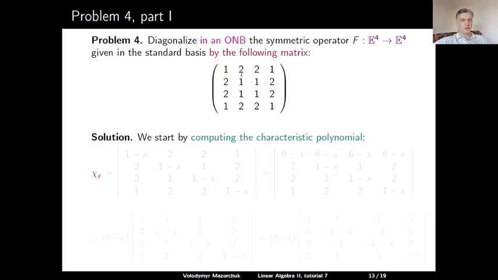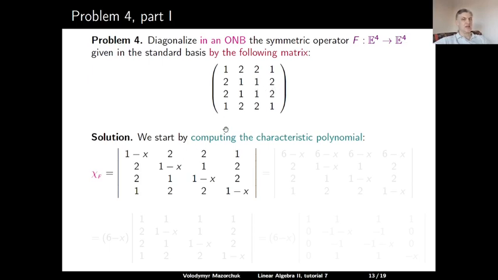Solution: we always start by computing the characteristic polynomial. So we take our matrix, subtract x on the main diagonal, and compute the determinant. Here it's very useful to observe that the sum of all elements in each column is the same. It's 6. 1 plus 2 plus 2 plus 1 is 6. 2 plus 1 plus 1 plus 2 is 6, and so on.